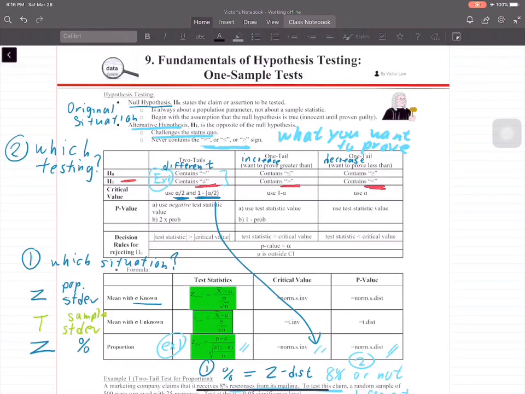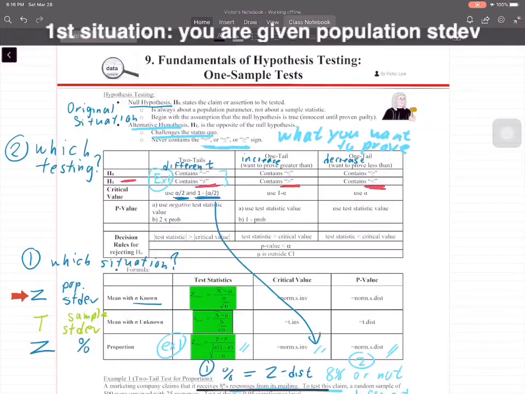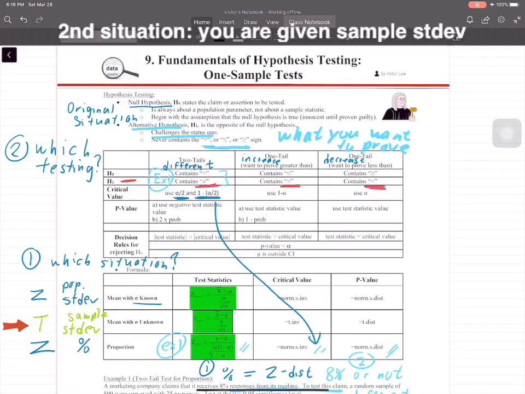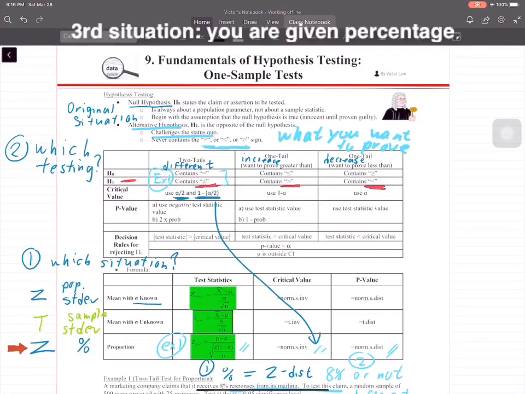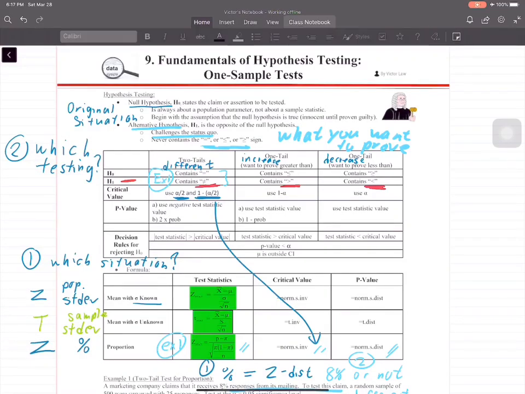So in the previous chapter, we introduced the three situations. The mean with the sigma known, so the mean with the population standard deviation known. So that's the first situation. The second situation is the mean with population standard deviation unknown. So when we don't have sigma, then we have the sample standard deviation. And the last situation is proportion, which is when we're given a percentage or when we're given two numbers and we know that we need to divide them to get a percent. So those were the three situations that we went through in the previous chapter.